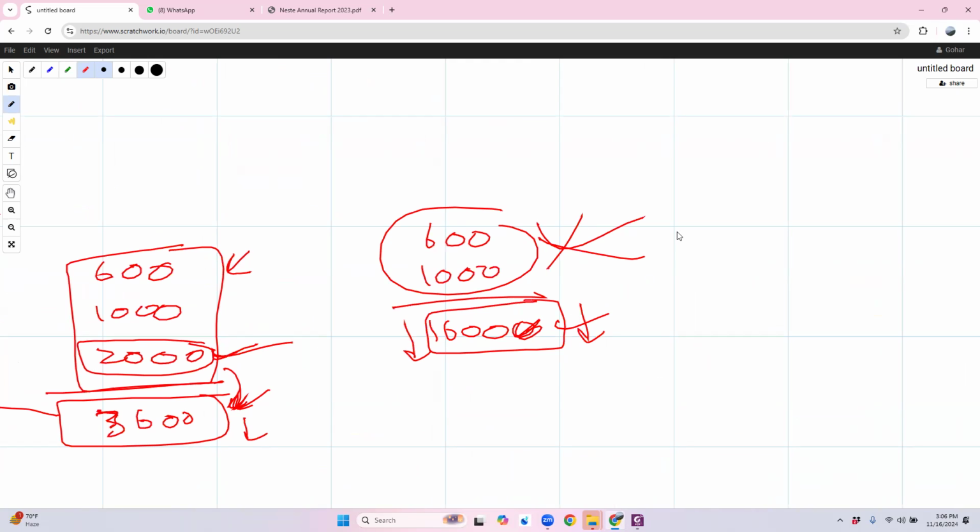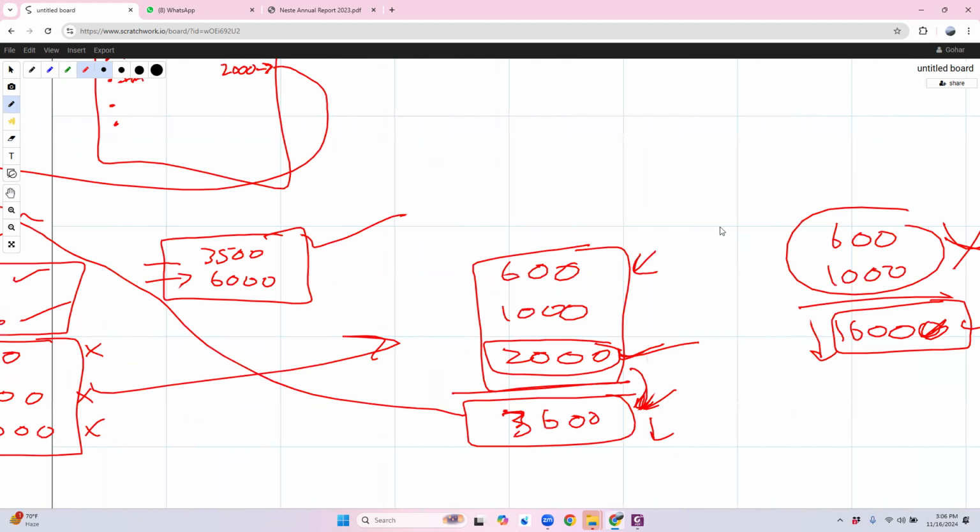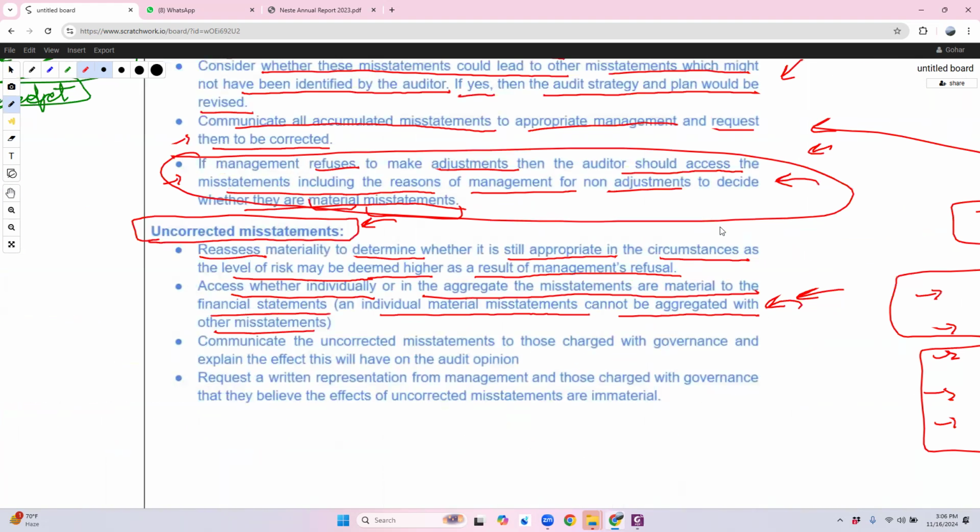Got it? Yeah, can I write this down, please? Yes, you can write it down. It is written, by the way, here. Yeah, just one second. Can I move forward now?